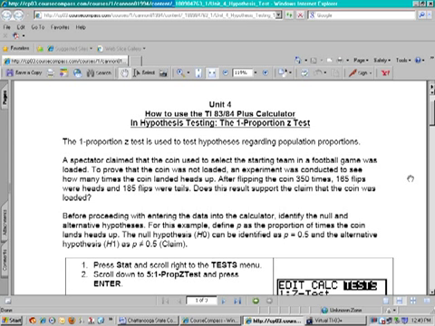Now, first of all, we always have to write our null and our alternative hypothesis. The null always has an equal sign. The alternative never has an equal sign. It's either not equal, greater than, or less than.